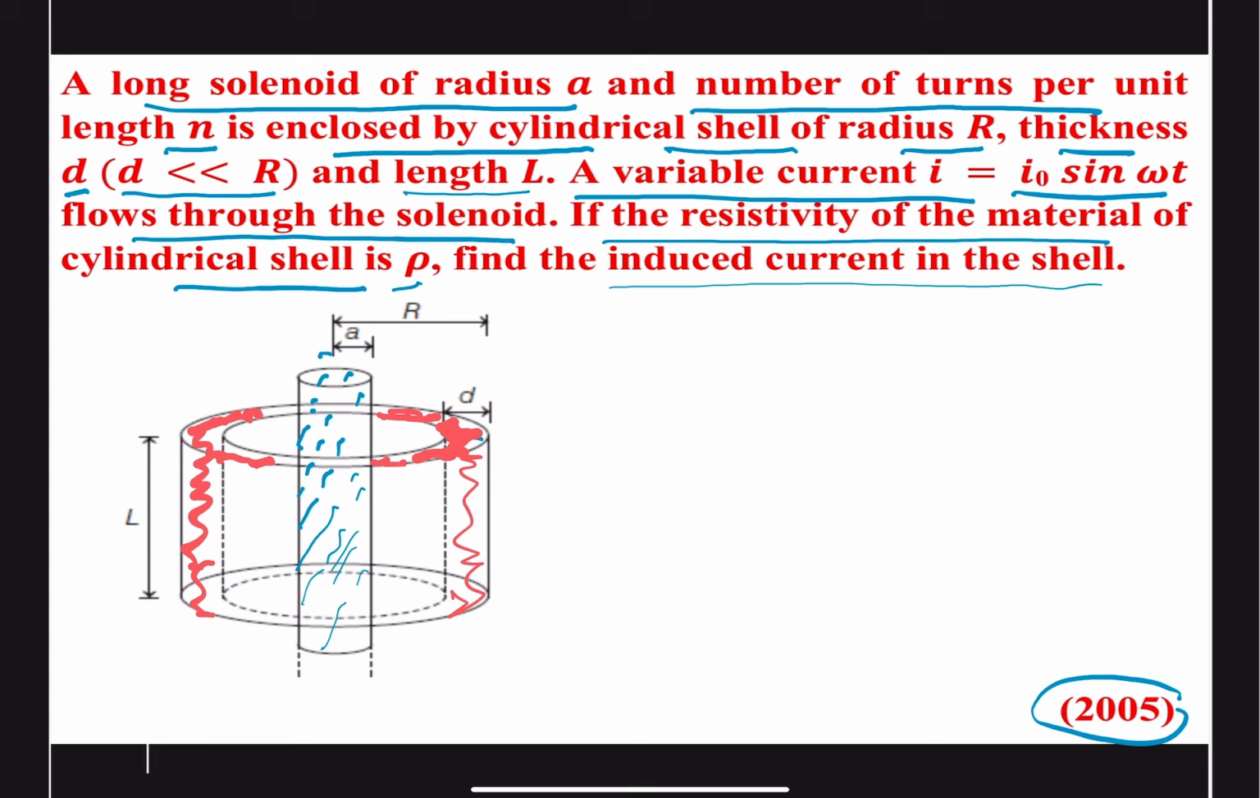And the current is given, which is flowing through this solenoid, is I equal to I naught sin omega t, and we have to find out the induced current inside this shell. The resistivity is given as rho.